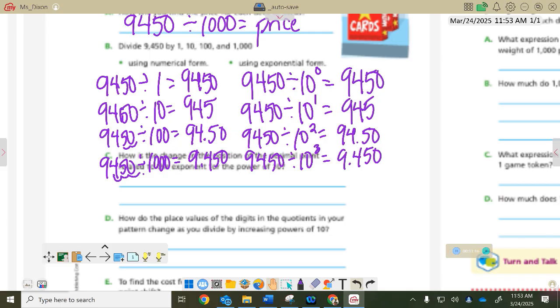The exponent is how many times you move. Yes. So you move the decimal based on the exponent.